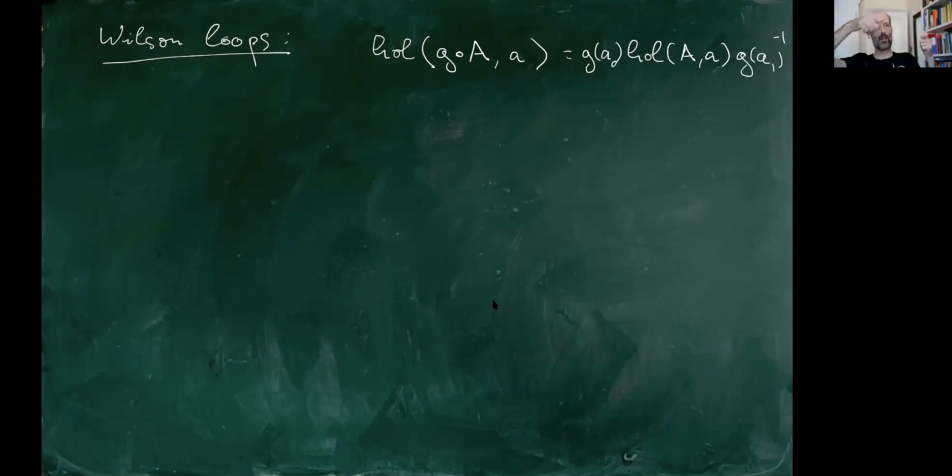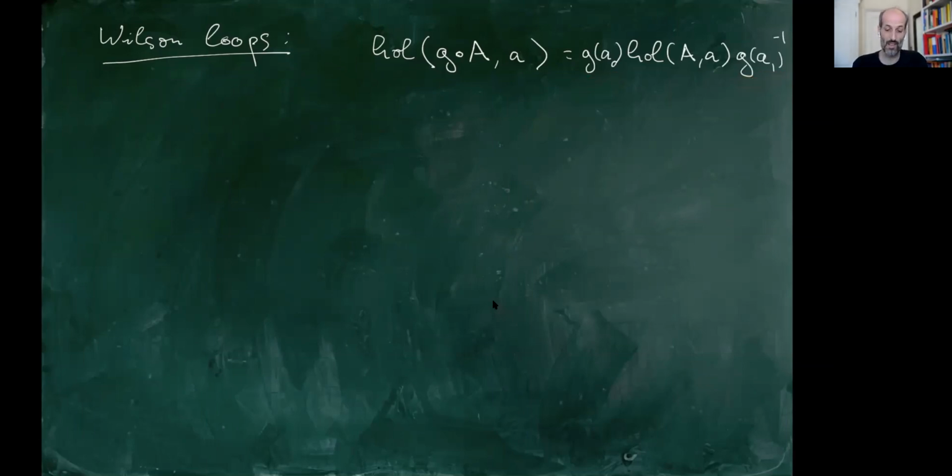So a holonomy is along a curve, there's a starting point, there's an end point, and essentially it multiplies on the left by the value of G at the start point, and then on the right by the inverse of the value of G at the end point. Okay? And now if the start point and the end point are the same, then of course that guy is the same as that guy here.